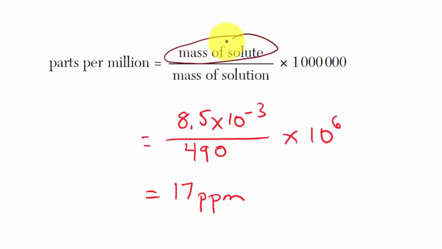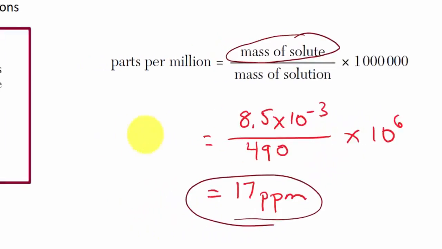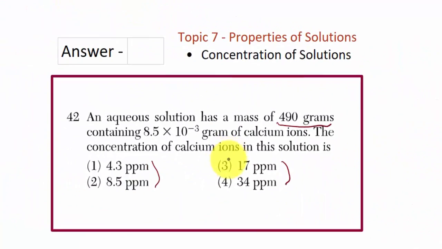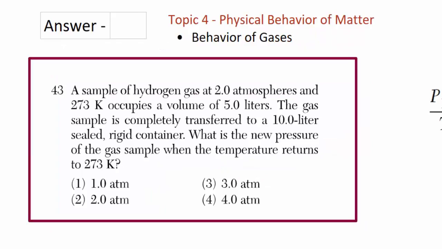The mass of the solute, that's the calcium ions, was given to us as 8.5 times 10 to the negative third, that goes on the top. And then the total mass of the solution of 490 grams goes on the bottom. You divide that and multiply by 1 million to get parts per million. Your answer will come out to 17 parts per million. So that's going to be answer number 3, a computation problem.